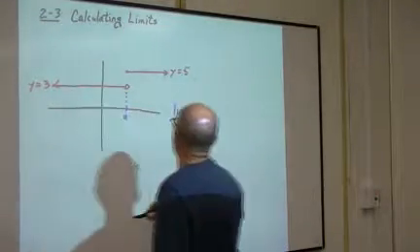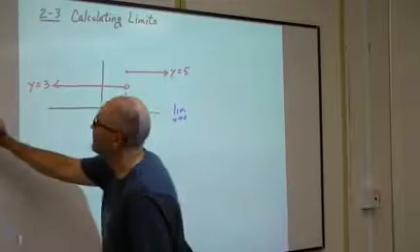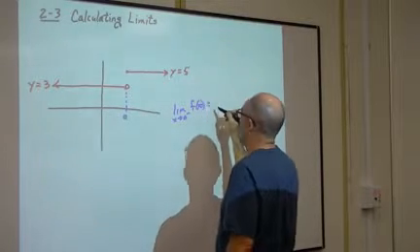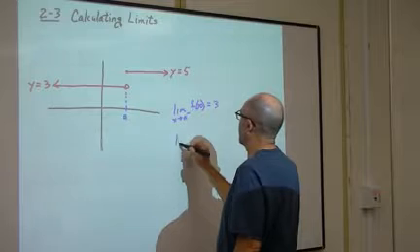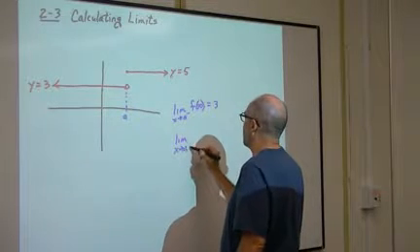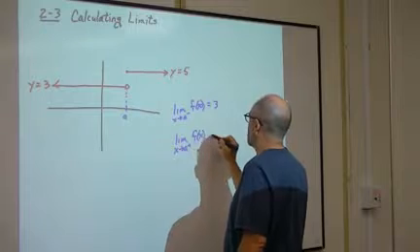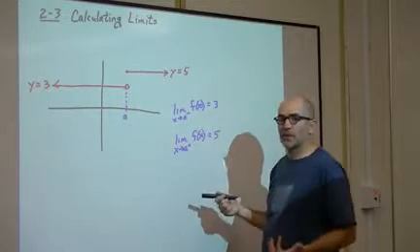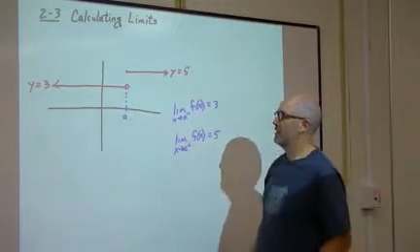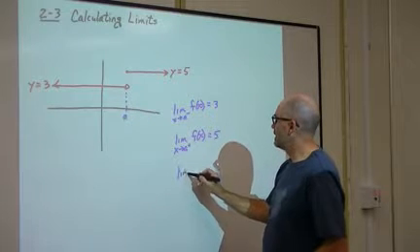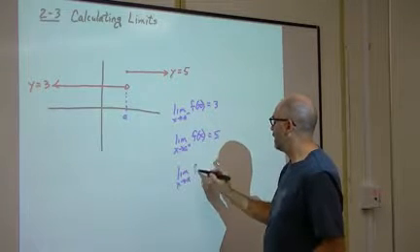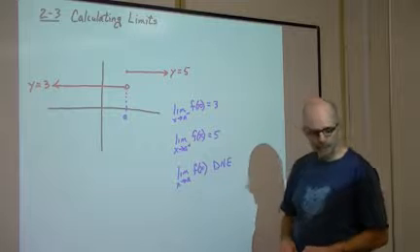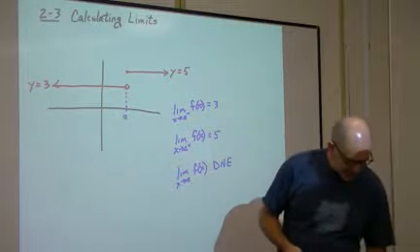Well, the limit as x approaches a from the left is 3. The limit as x approaches a from the right of my function is 5. The left-hand limit and the right-hand limit don't equal each other, so that means there is no limit here. That means the limit as x approaches a of f of x does not exist. Okay, that's a piece of cake.